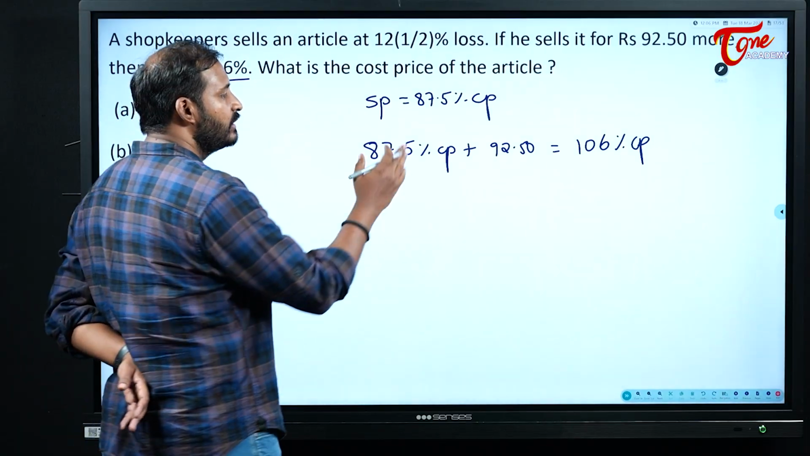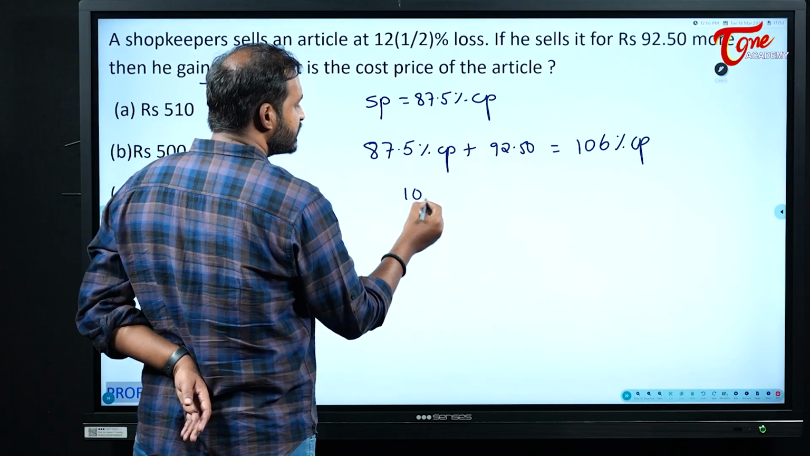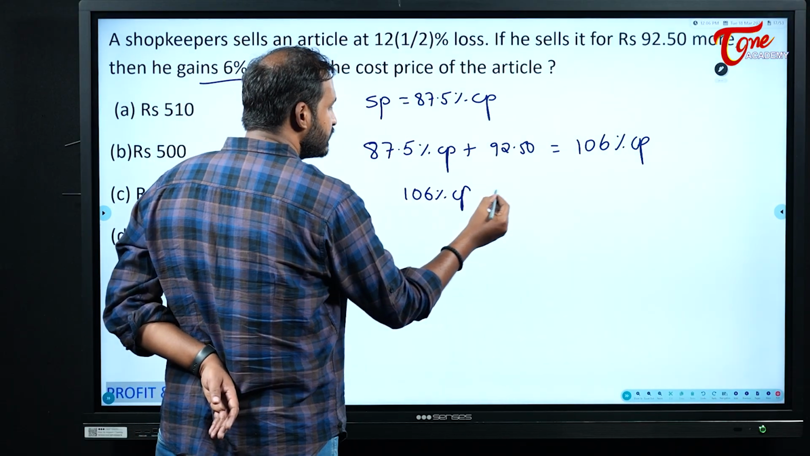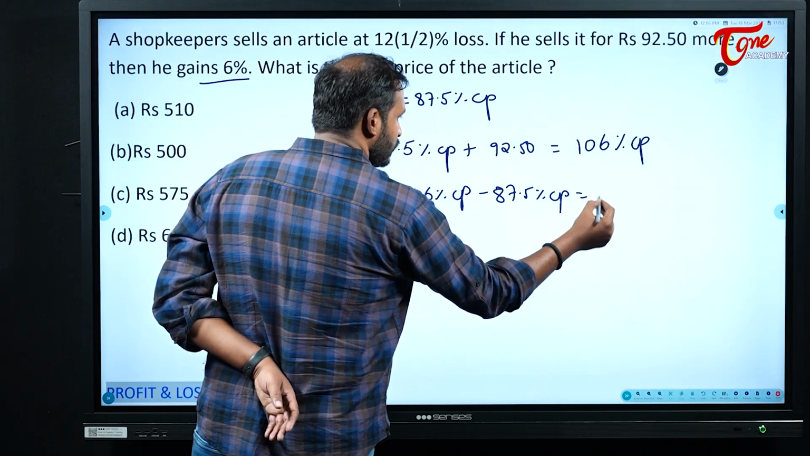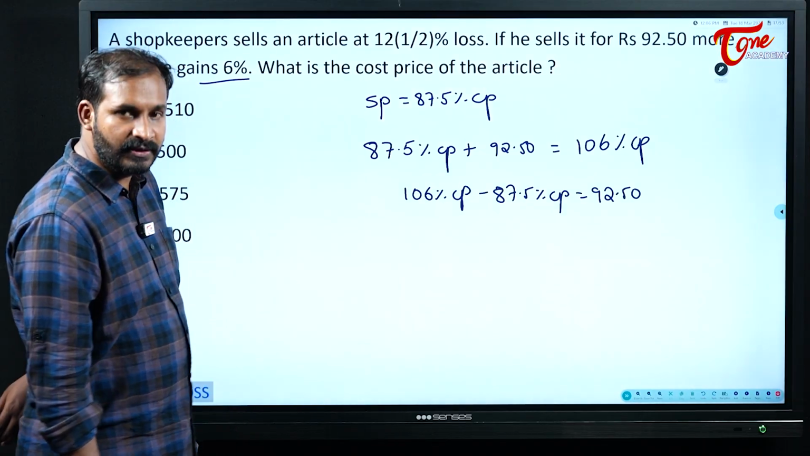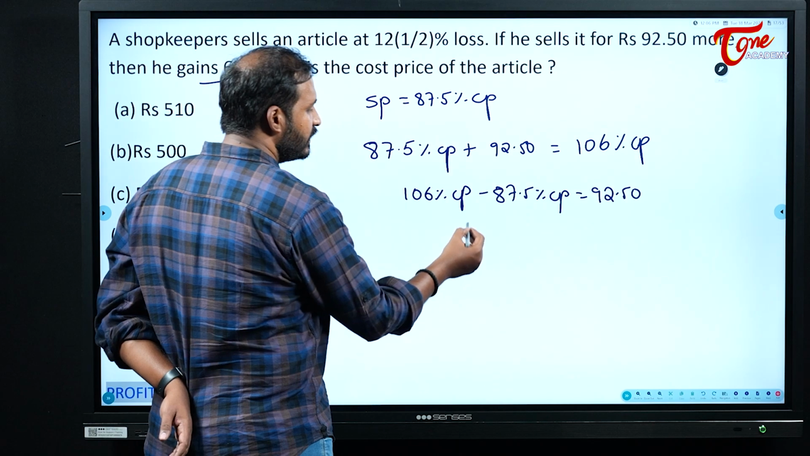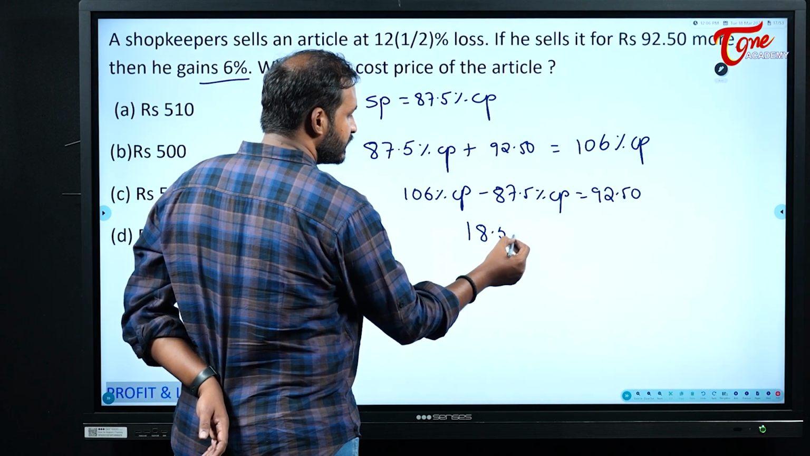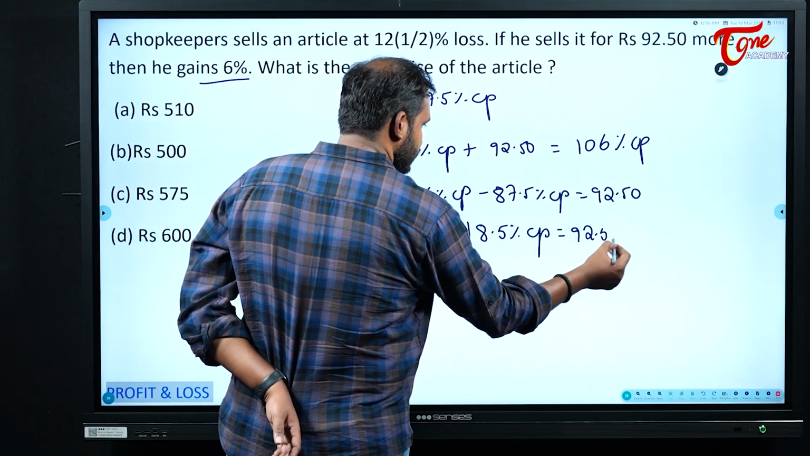Now, very simple. If you send this 87.5 to that side, what does it become? 106% of CP minus 87.5% of CP is equal to 92.50. So what is the difference you are having here? 18.5%. That means 18.5% of CP is equal to 92.50.